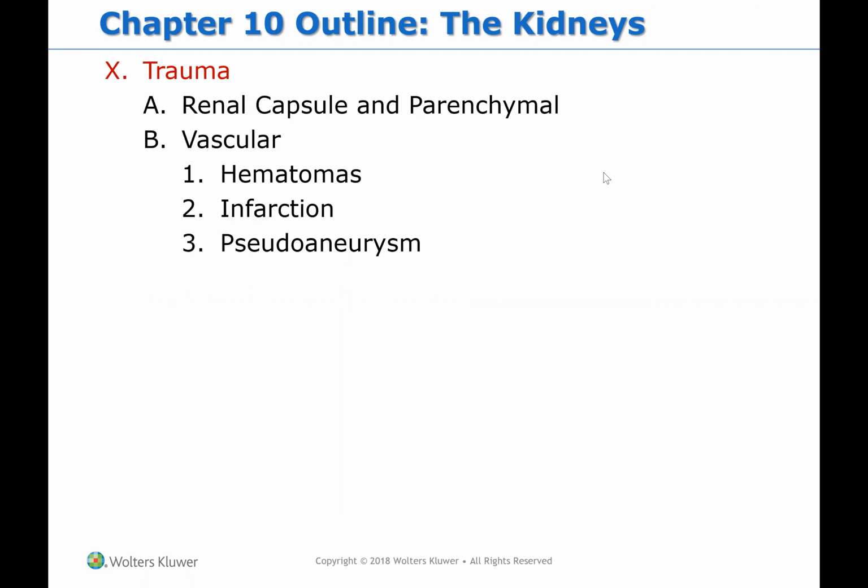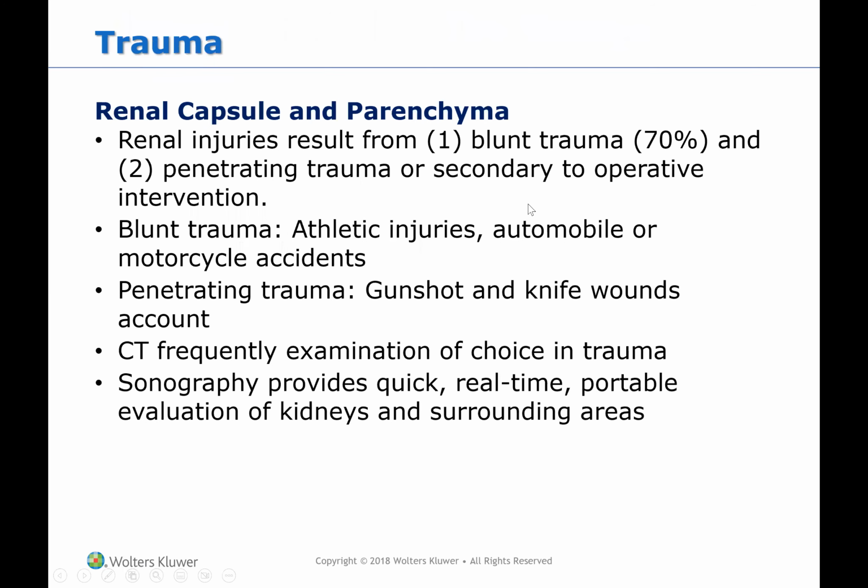So you can have trauma to the renal capsule or parenchyma from blunt trauma, or you can have some vascular trauma that can cause hematomas, infarctions, and pseudoaneurysms. Renal injuries usually result from blunt trauma or penetrating trauma, blunt trauma like a car accident or a punch to the kidneys, penetrating trauma like a knife, or secondary to operative intervention.